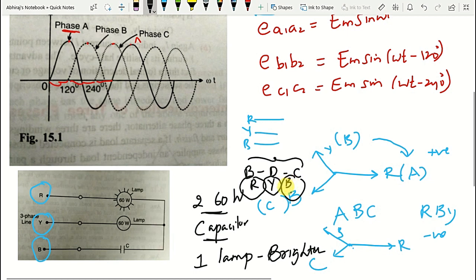So the phase sequence is R, Y, B. The phases can be numbered or lettered, but in practice the three phases or windings are named after the three natural colors: red, yellow and blue. The phase sequence is R, Y, B for the positive phase sequence, and R, B, Y for the negative phase sequence. So this is all about the phase sequence. I hope you understood well. Thank you.